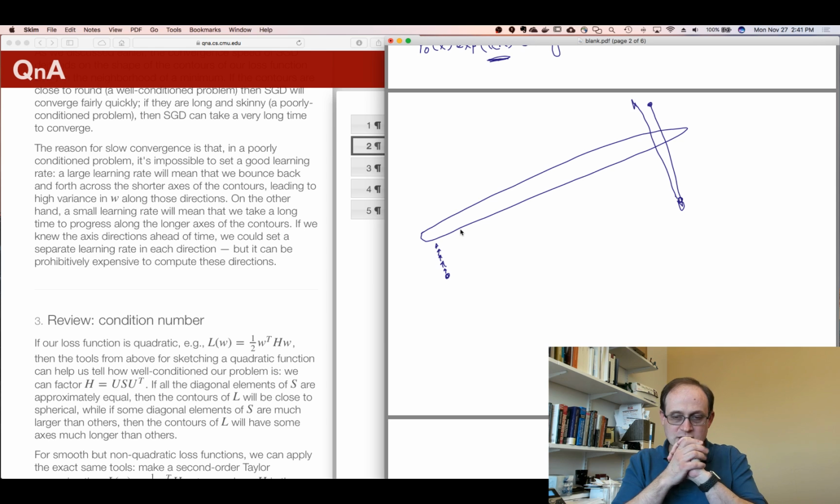And so I described this for plain old gradient descent, but the same is true for stochastic gradient descent, except that in stochastic gradient descent, it's going to be a noisy step along the gradient instead of an exact step.